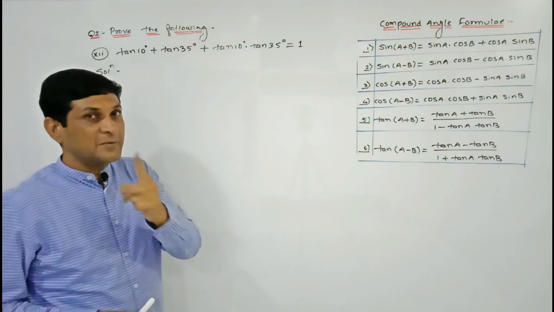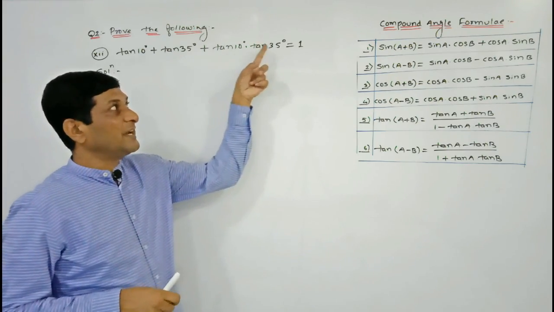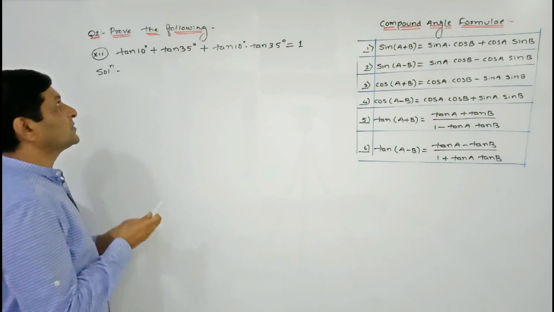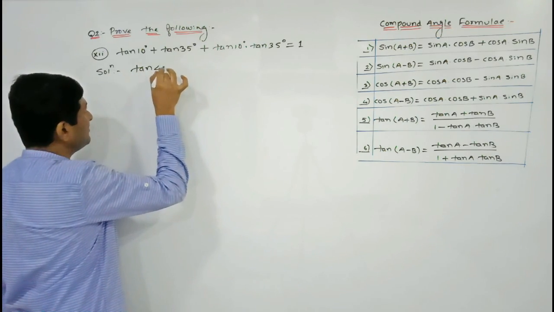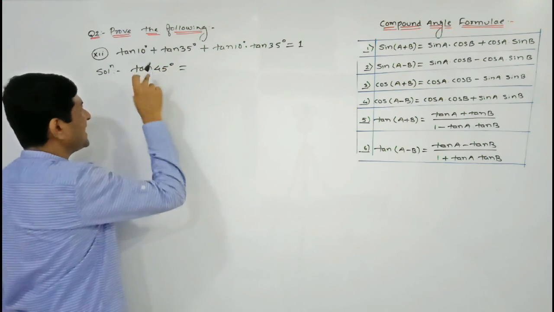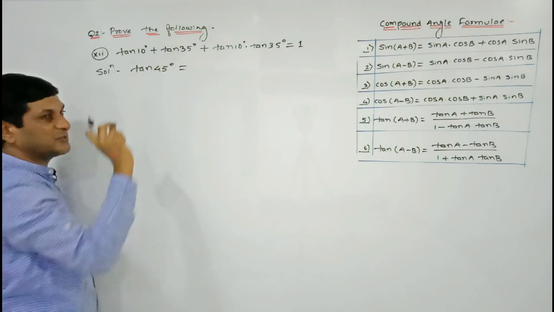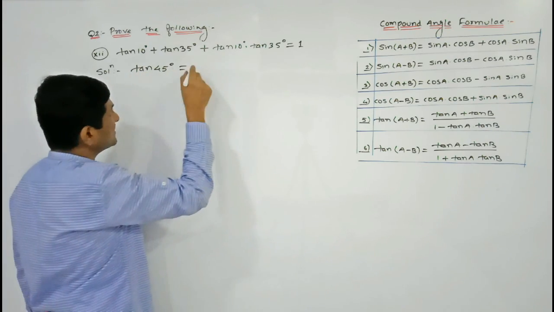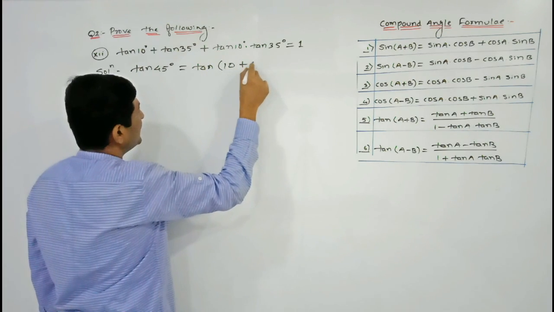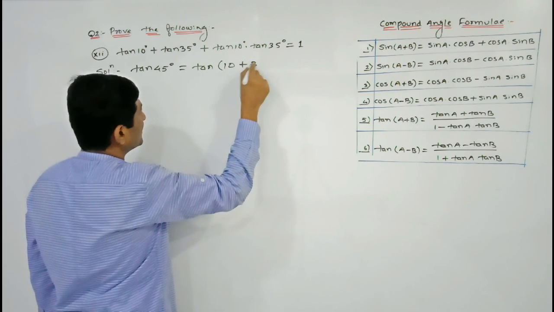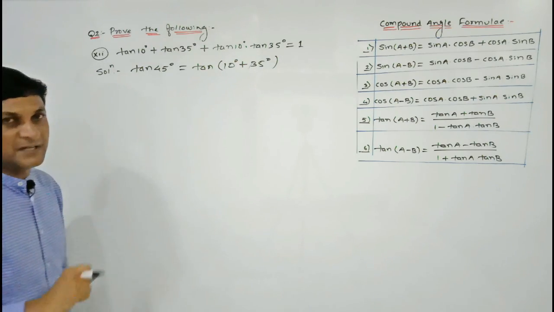And tan 45 can be replaced by 1, which means 45 degrees can be split up as 10 degrees plus 35 degrees. That's why here we are starting this example with tan 45 degrees, and lastly tan 45 degrees does not appear in this expression, so it can be replaced by its value 1. But this 45 degrees can be split up as 10 plus 35. 10 plus what? 35, which means 45 degrees can be written as 10 degrees plus 35 degrees.